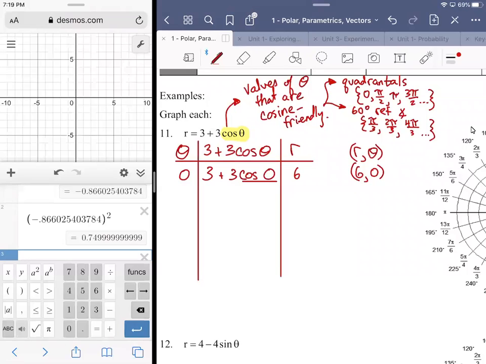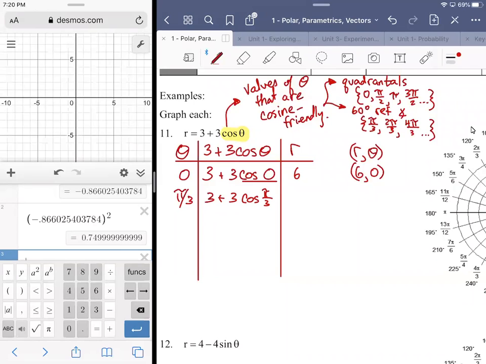But you could also pop this stuff in the calculator and be done with it. But if you want to have a good sense of how things work and why things work, this is the way to do it. So looking at my array of values here, the next one that I would select after 0 would be pi over 3. So 3 plus 3 times the cosine of pi over 3. So 3 plus 3 times 1/2. So 3 plus 3/2, that's going to be 3 plus 1.5, which is 4.5.